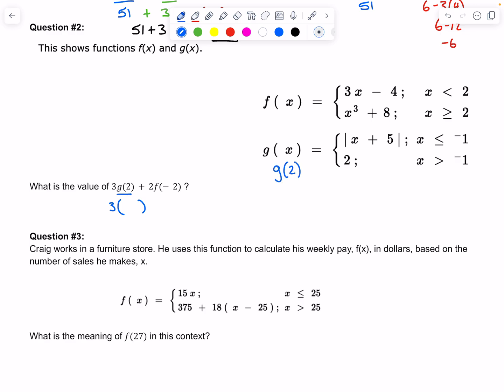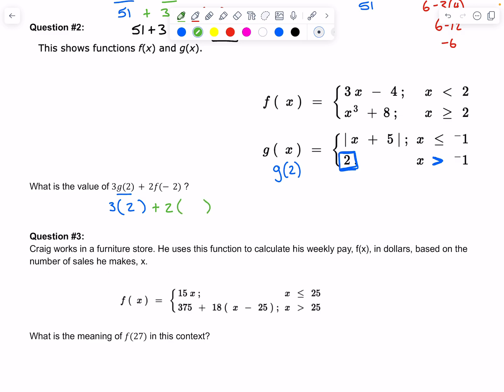So I'm going to come over here and figure that part out. For g of 2, 2 is greater than negative 1. Since that's the only piece I have for that function, that's all I can use. There's nowhere to plug anything else in. So moving along, the next part is more of an expression: 2 times f of negative 2.